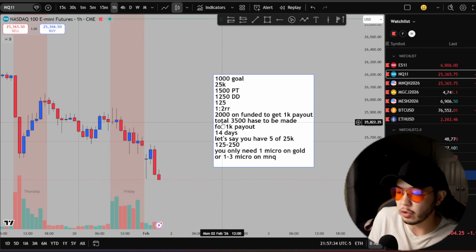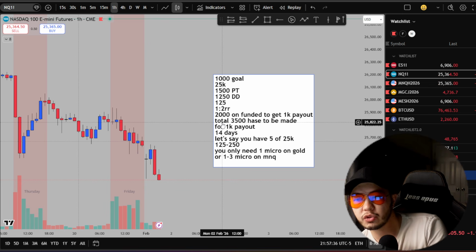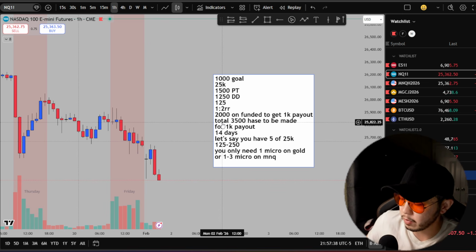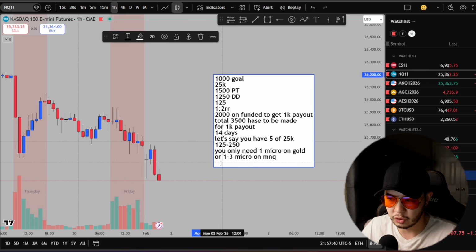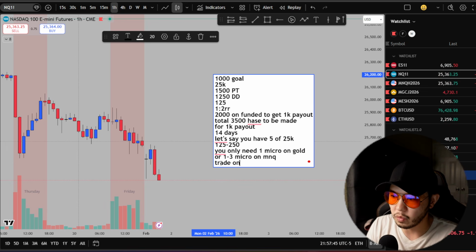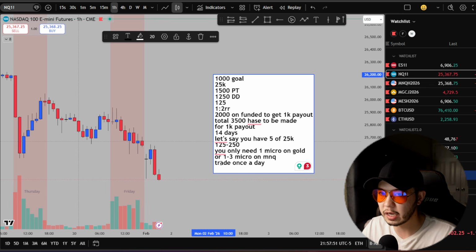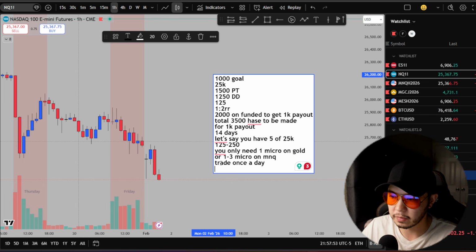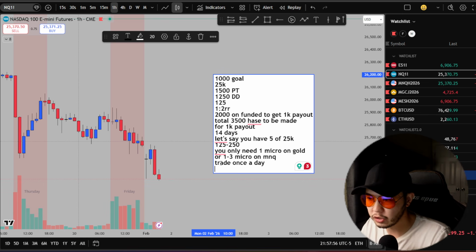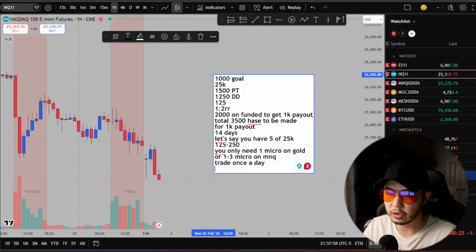And you can even take your time. If it's 5 accounts, you have 20 trading days every month. You can just take your sweet time and trade once a day, win or lose. If you have a decent strategy, you're going to win at least 12 to 14 days of those 20 days. And you can get there so easily with one micro contract, which takes away your stress. You just have to wait for the right setup to come up, and you just get in and get out. And that's it. That's all you need.